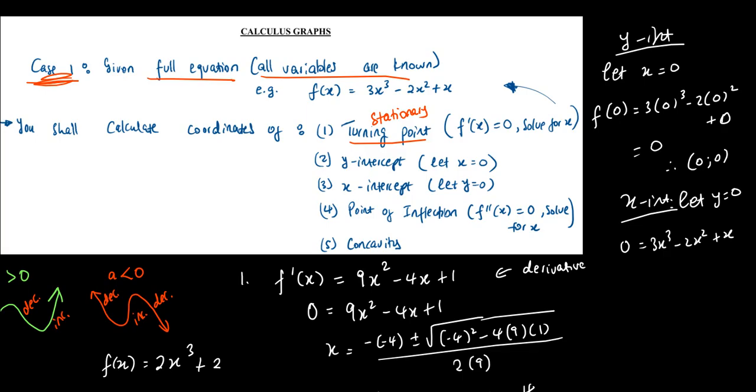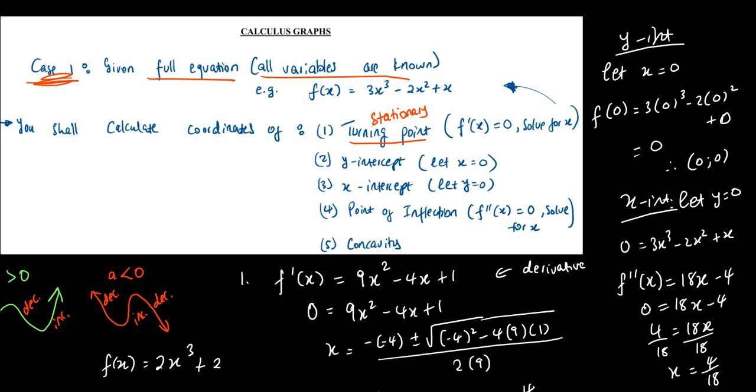How do you get the point of inflection? To get the point of inflection, you find the second derivative, meaning you differentiate this equation again from here. So now you say 9 times 2 is 18x, and then minus 4. Then guys, you equate that second derivative to 0 and solve for x. You divide by 18, you will get your x. That x is going to be the x value of the point of inflection.